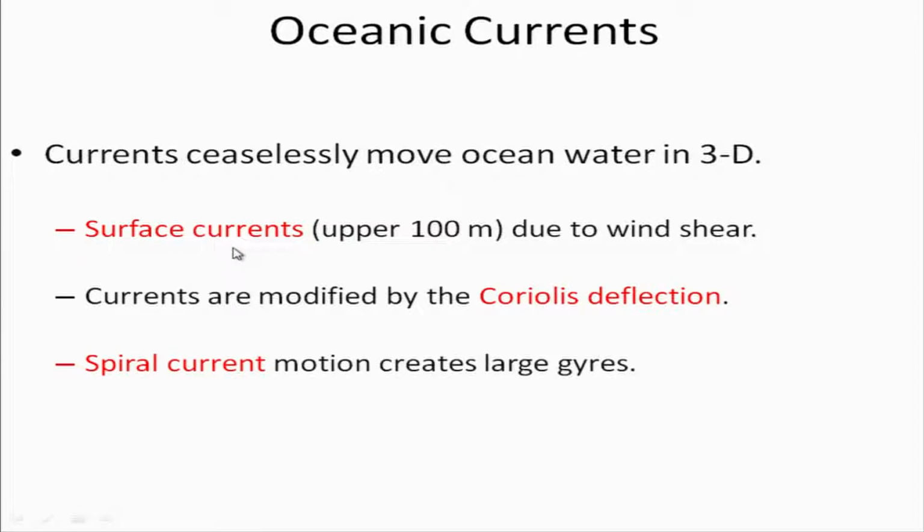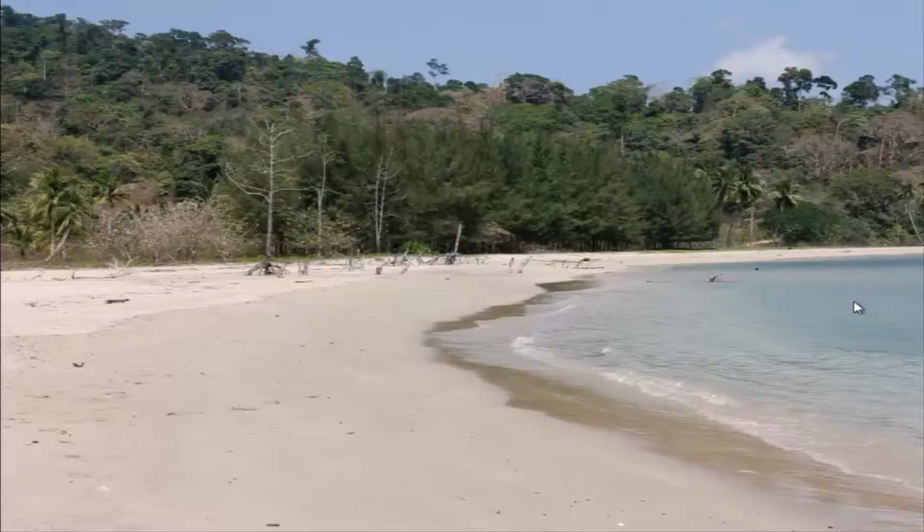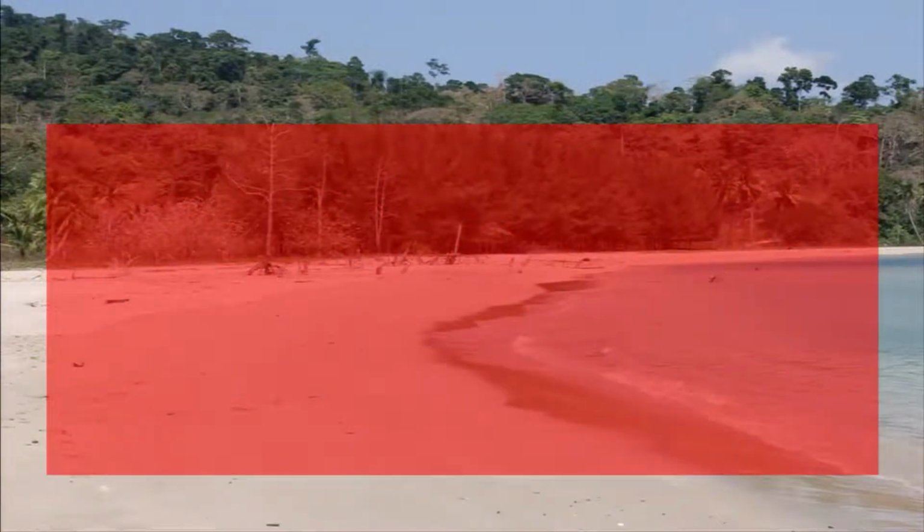Basically, the surface currents, up to a depth of about the upper 100 meters, will be affected by the wind shear. Now the movement of the currents will also play, as I was talking about, an important role in shaping the landscape in many regions along the coastal areas, and also in how the ocean waters come in contact with the landscape.